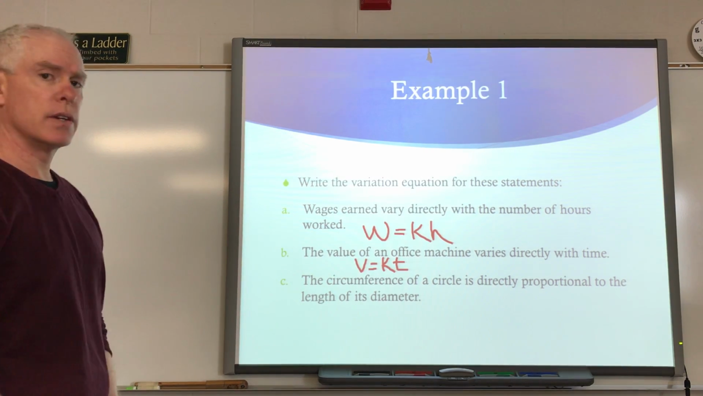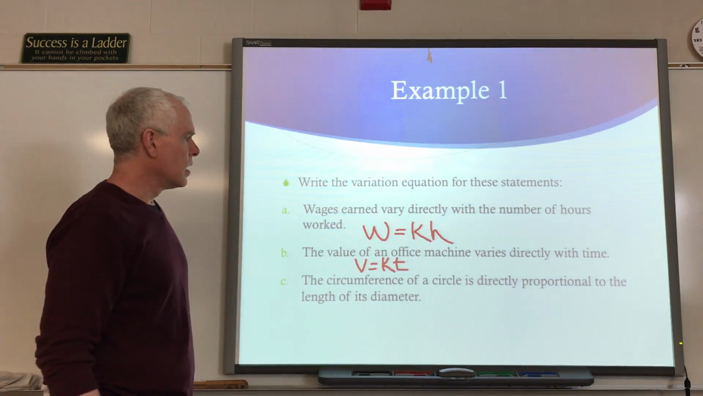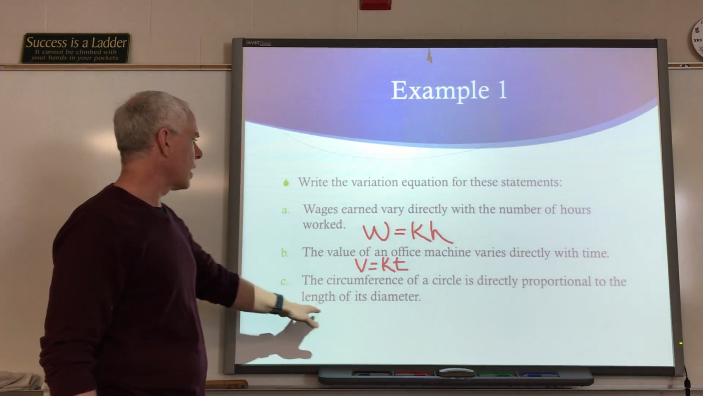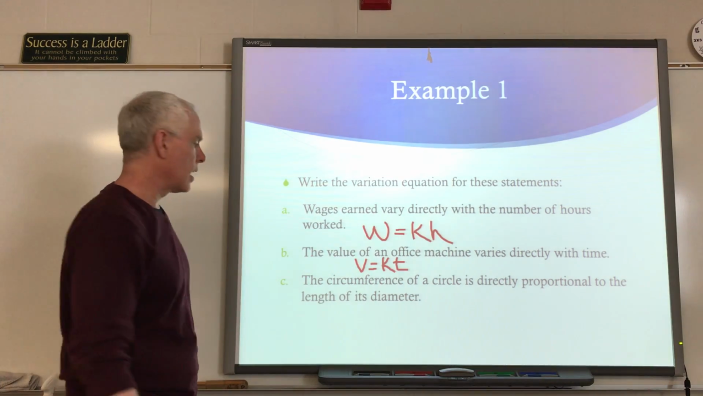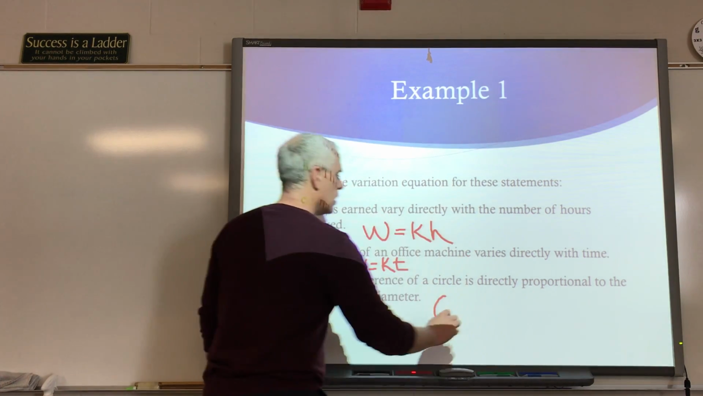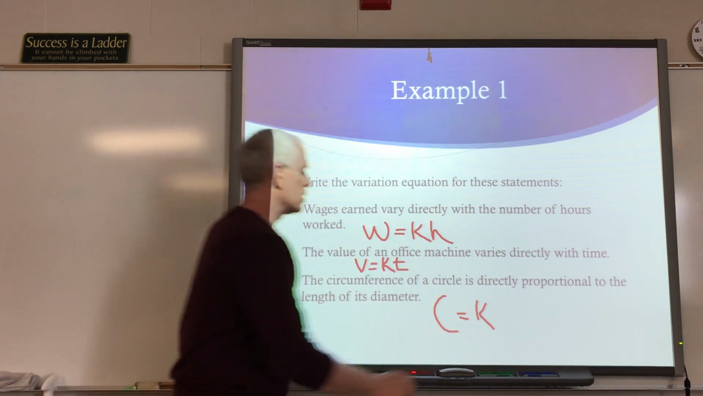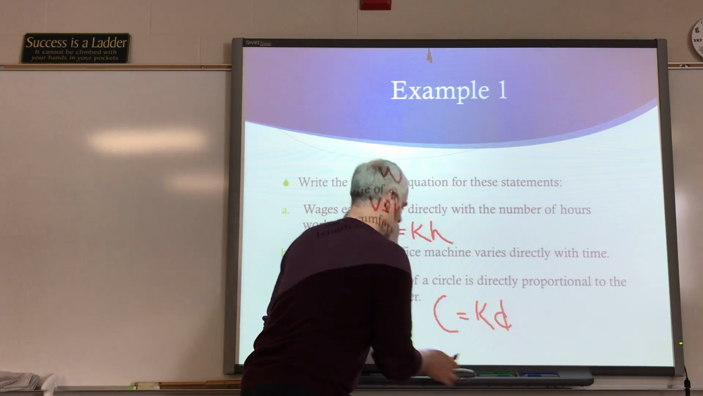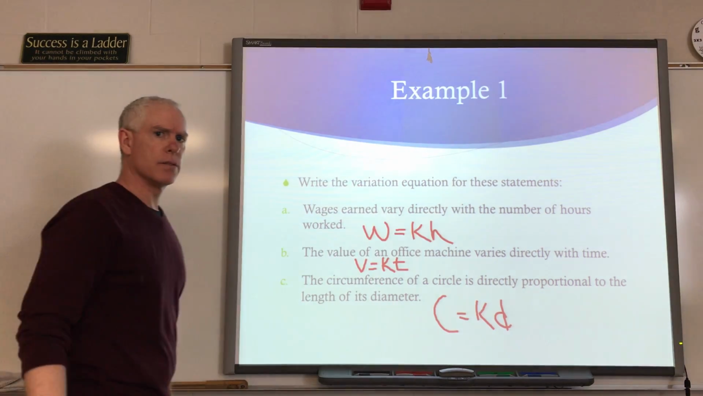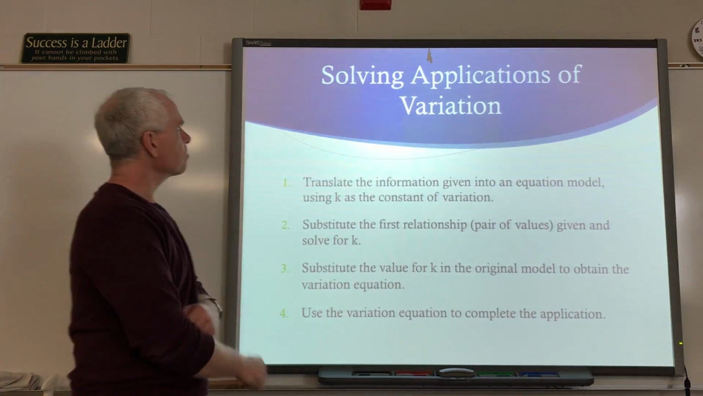Okay, let's see how you did. The circumference of a circle, let's call that C, is directly proportional to the length of its diameter, so D for diameter. So circumference of a circle is directly proportional to the length of its diameter. How'd you guys do? All right, let's move on.